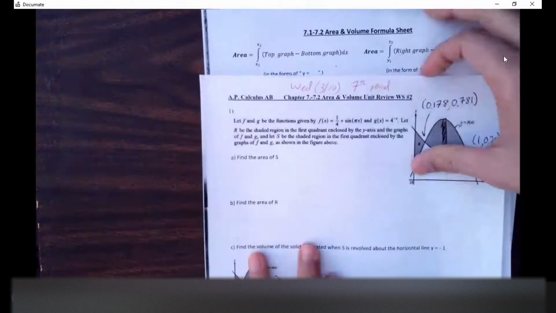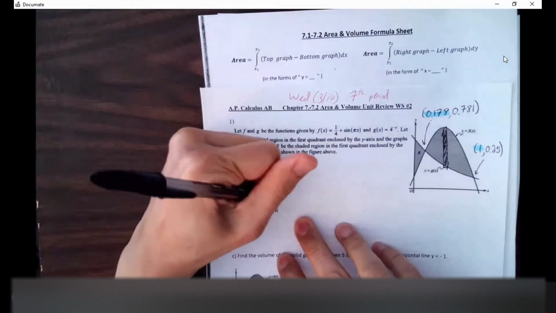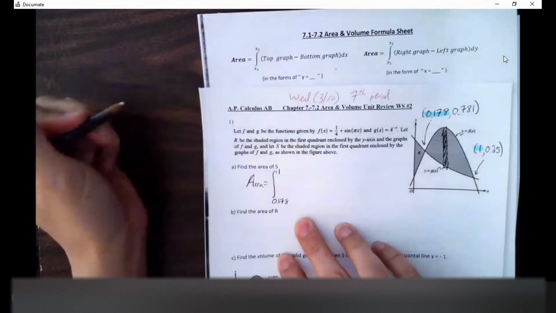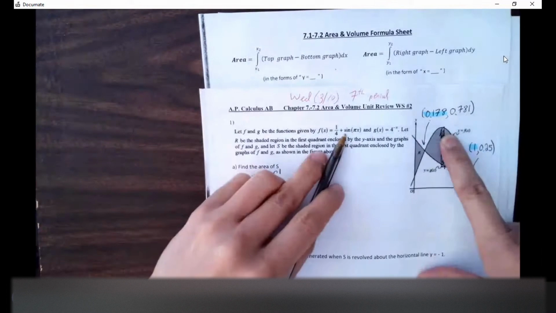All right, now I think we have everything we need. We're just going to match with our area formula here. Top graph minus bottom graph. Depth integral. We are targeting the X values, which we've gathered. So 0.178 and 1. Okay, top minus bottom. Top is sitting on that 1/4 plus sine pi x.